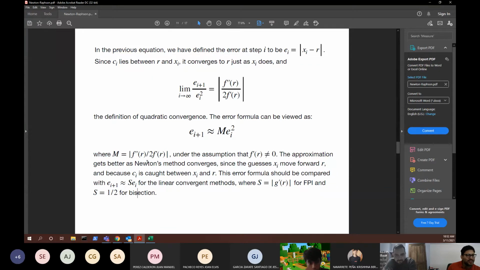So which one is faster? Of course, the Newton's method. Then the second fastest method is going to be the FPI, and then the slowest method is going to be the bisection method. So this is the rank of how fast you solve a problem using these three methods. ¿Alguna pregunta hasta aquí? Pretty easy, right?